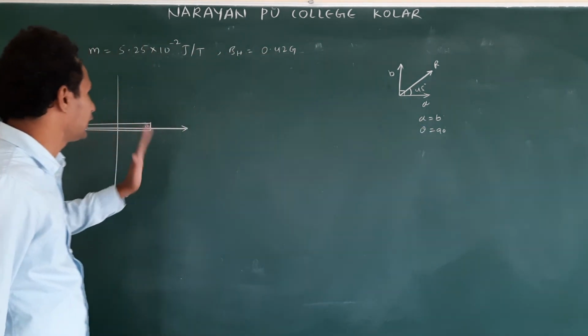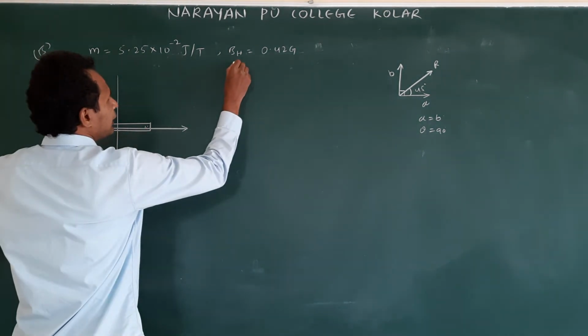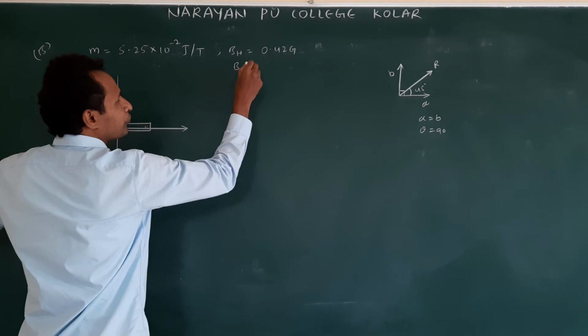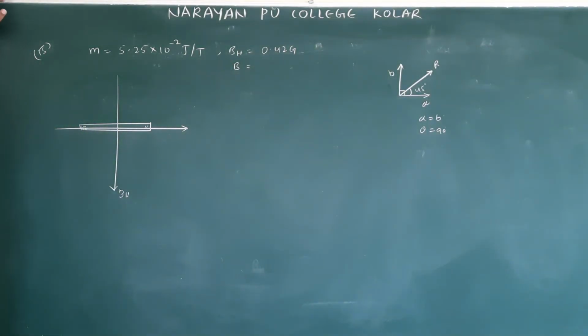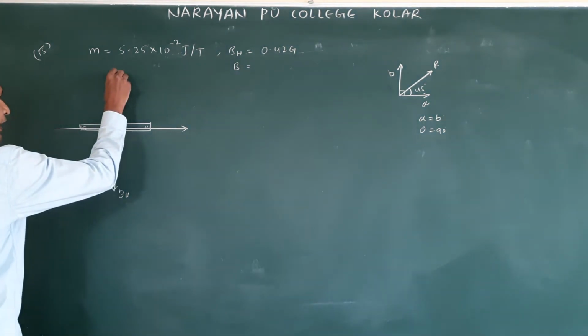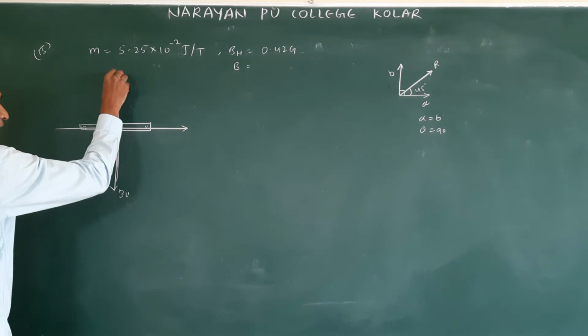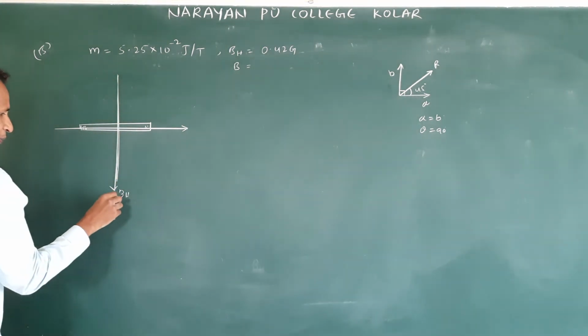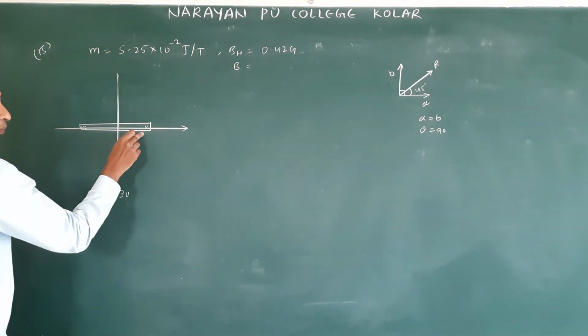So same situation. Here BH is already given. Which vectors are acting here? BH and B. Clear? So first we will try to find the normal bisector. Normal bisector means that this is the earth magnetic field direction. Along this axis BH is acting. This axis is nothing but the normal bisector of the bar magnet.